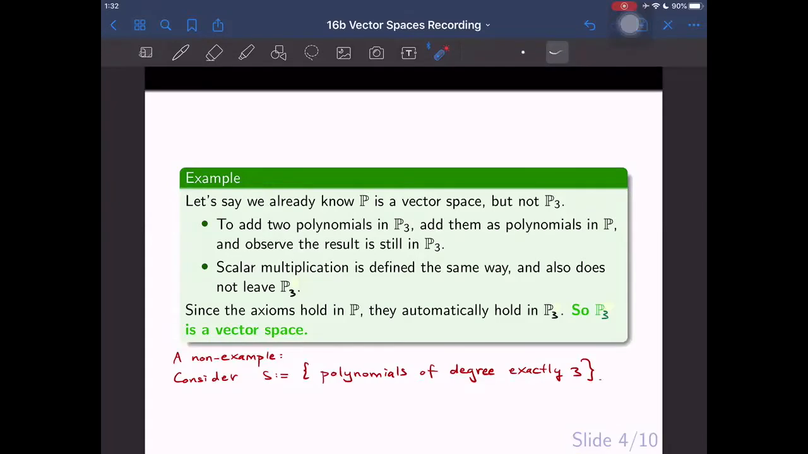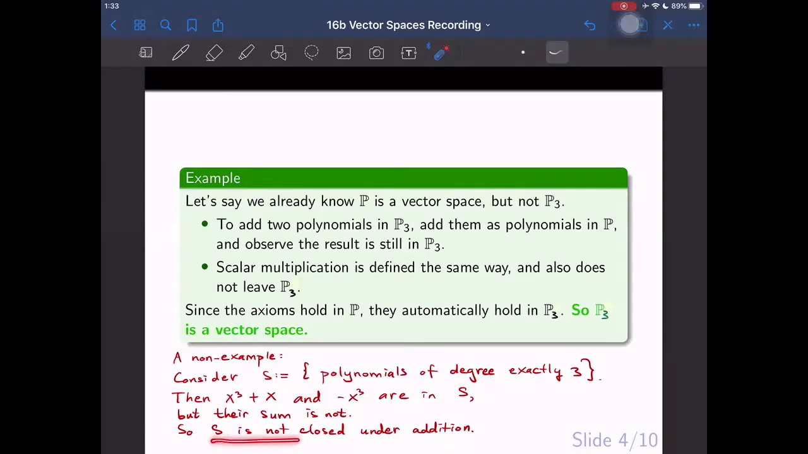Let's consider the set S of polynomials of degree exactly 3. Then x cubed plus x and negative x cubed are both polynomials in S, but their sum x is not, because the degree of x is 1 and not 3. So S is not closed under addition. Because of that, we would not be able to use the same argument as we did with P3 to say that S is a vector space.